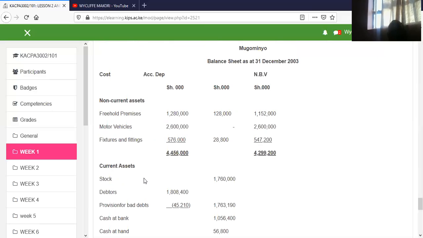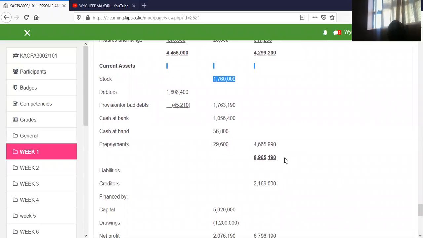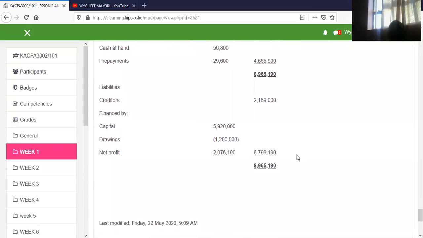Then you consider the current assets. You also record them appropriately. You find it is here. Then this figure plus now the figure for the net book value for the fixed assets will give you the total assets that are there. And then from that particular case, you less the liabilities and the capital so that now you can be able to balance it.